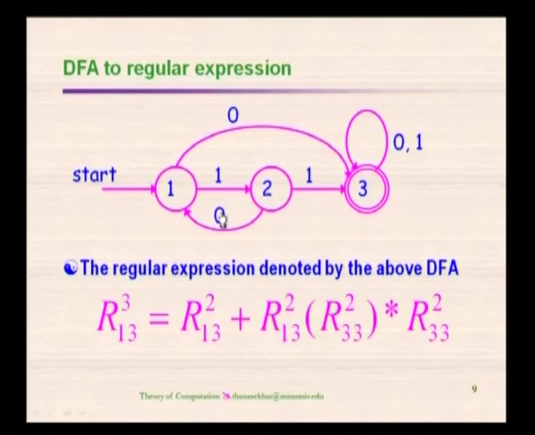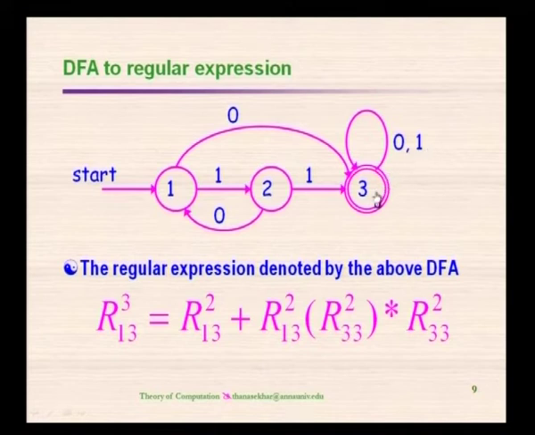Let us see an example which is showing you how the regular expression is obtained from the deterministic finite automata. So, here we have a deterministic finite automata. The start state is 1 and the final state is 3, and one more state, the intermediate state, is 2. The transition from 1 to 2 is 1, 2 to 3 is 1, and we have a back edge from 2 to 1 labeled 0. You can find that the automata is deterministic because no state has more than one transition for the same symbol. And in 3 we have a self loop labeled 0 comma 1.